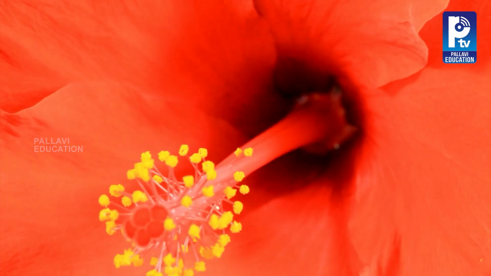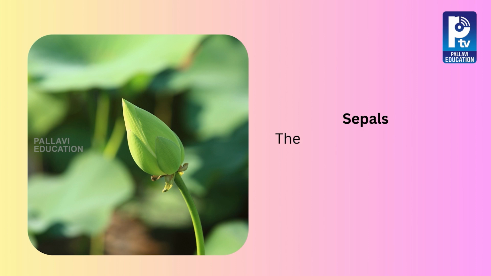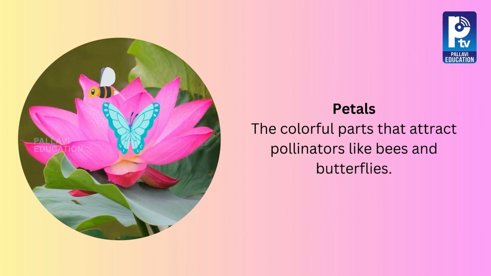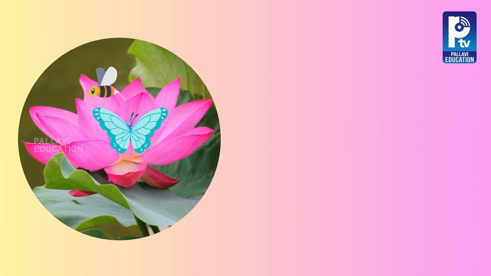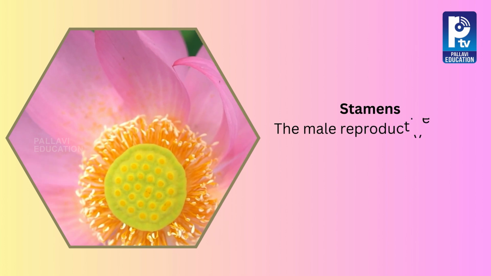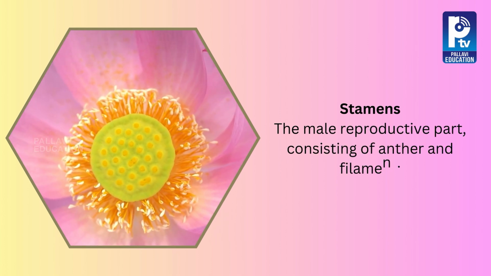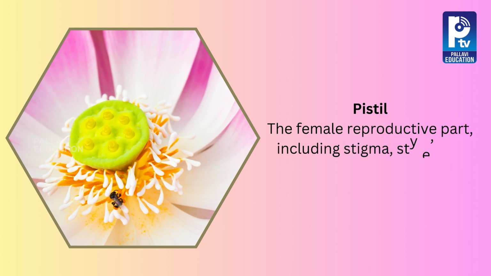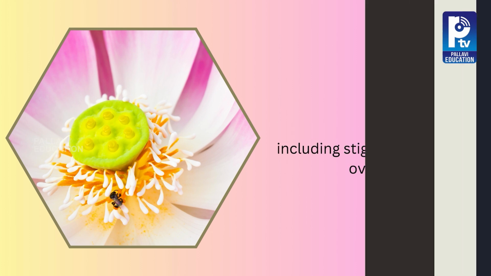Let's take a closer look at the different parts of a flower. A flower is made up of several important parts. Sepals, the green outer parts that protect the flower bud. Petals, the colorful parts that attract pollinators like bees and butterflies. Stamens, the male reproductive part, consisting of anther and filament. Pistil, the female reproductive part, including stigma, style, and ovary.